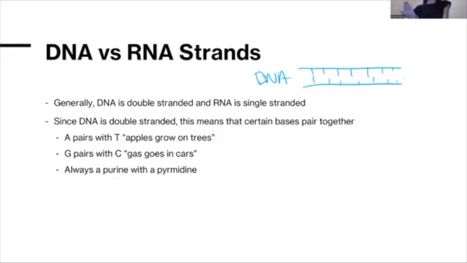A is always going to pair with T, so adenine is always going to pair with thymine, and G is always going to pair with C. Guanine always pairs with cytosine. And the way that I remember this is apples grow on trees, gas goes in cars. Apples grow on trees, A and T go together, gas goes in cars, G and C go together. And it's also helpful to know that a purine and a pyrimidine are always paired. So remember, a purine, that's going to be your adenine and your guanine.